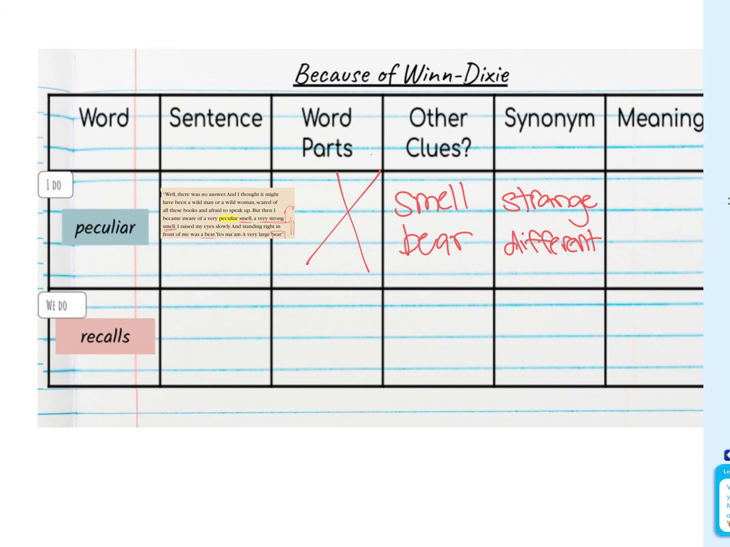So now I know the meaning of the word peculiar is strange or different. So if I say, I had a peculiar morning, then I'm telling you it was strange or different. If I say, this is a peculiar pen, then it's strange or different. The word peculiar is a describing word. It's actually called an adjective. So now we've used context clues to figure out the word peculiar.